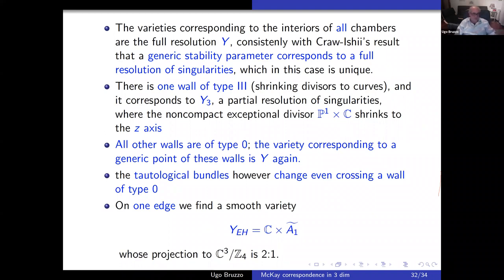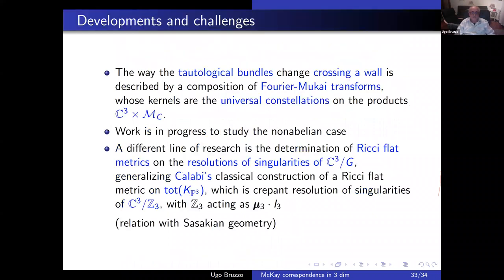And I guess it's more or less time to finish. And let me just mention one interesting thing and two lines of research we are following now. The first is that, as I mentioned briefly, our moduli spaces of G-constellations are fine moduli spaces. So on the product of one of them times C3, there is a universal constellation, which is a sheaf. So you may use it to define a Fourier-Mukai transform.